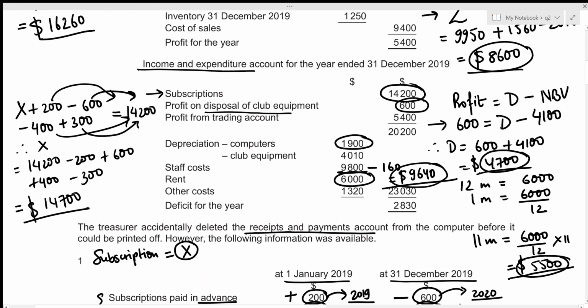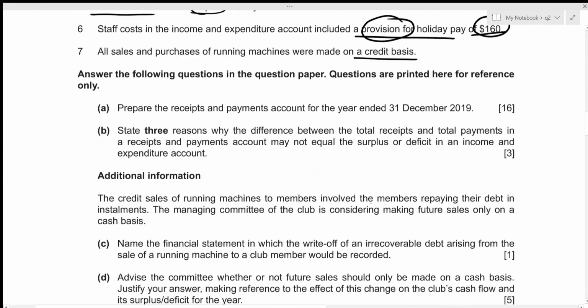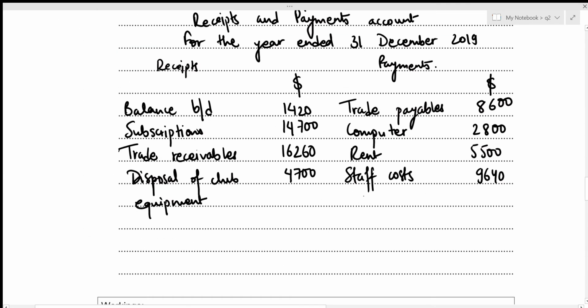Then, okay, we have other costs. So since there is no information regarding other costs, we assume that this entire value is what we actually paid for. So this value of 1,320 should be recorded in our receipts and payment section. And since this is a cost, this definitely goes to our payment section of credit side. Let's write it down. That's other costs of 1,320.